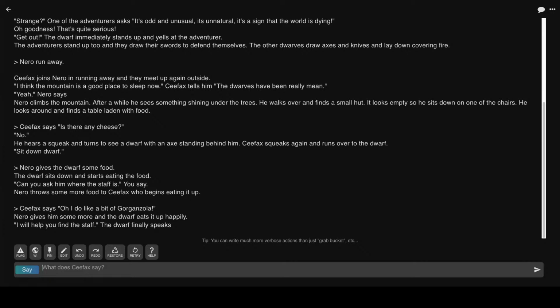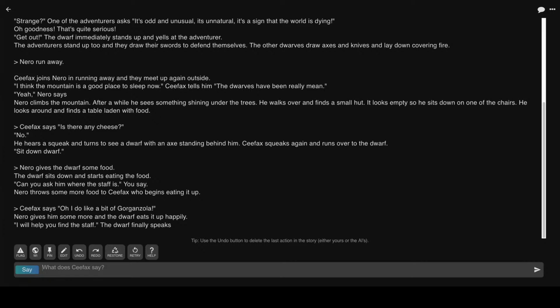The dwarf finally speaks. Oh, I'm wondering if this is a continuation of what I did in the previous part. Ah, I've given the dwarf... maybe the AI just ignored what I said. I think it did. I think Nero has just given the dwarf more food from the previous point in the story. So to recap, you gave the dwarf some food, and now the dwarf's going to lead us up the mountain, presumably. Excellent.